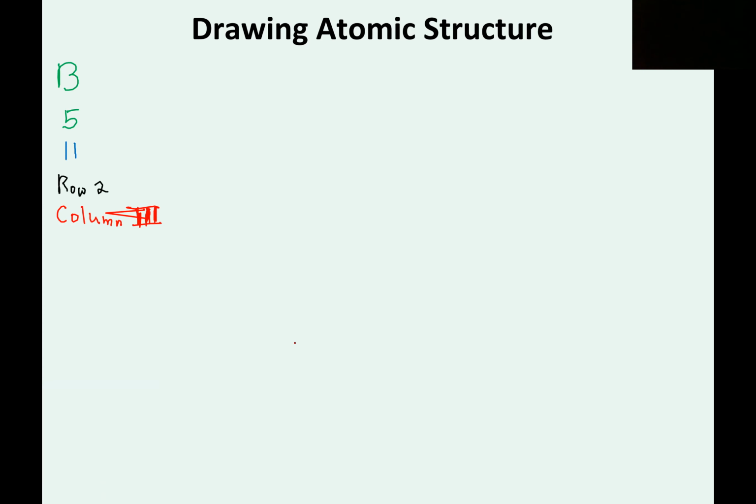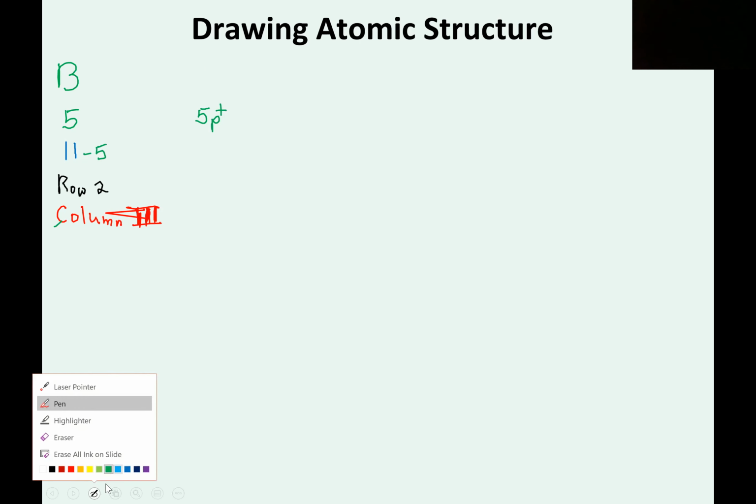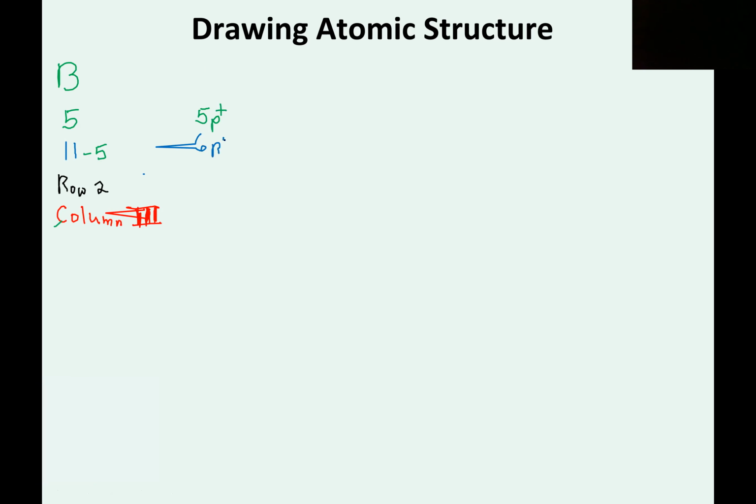So that means, to come up with an atomic structure, we have 5 protons. We have 11 minus 5, so we have 6 neutrons in the atom's nucleus.